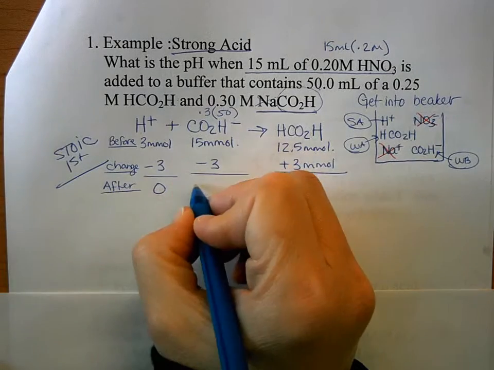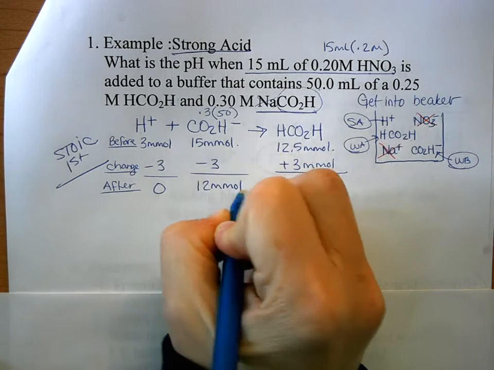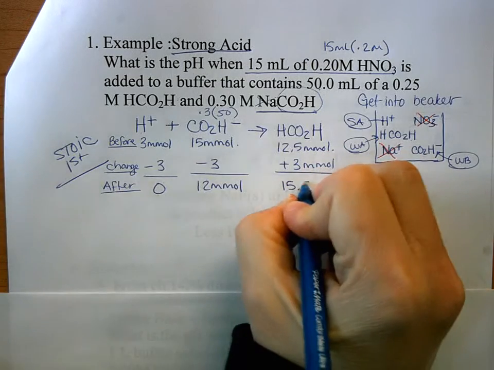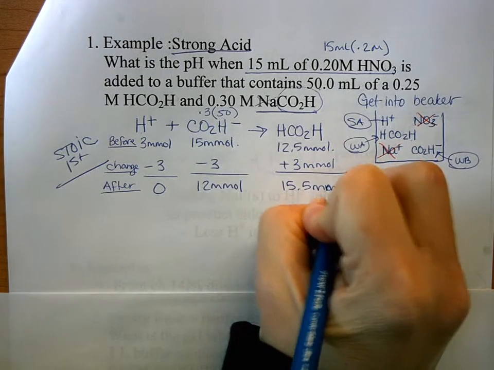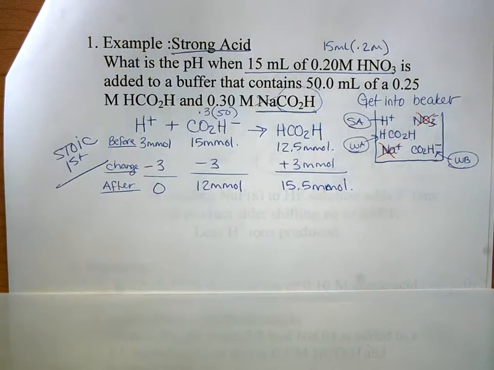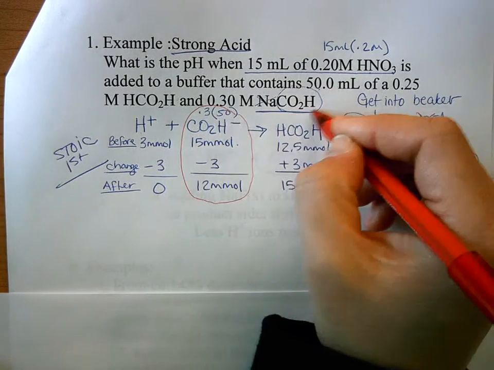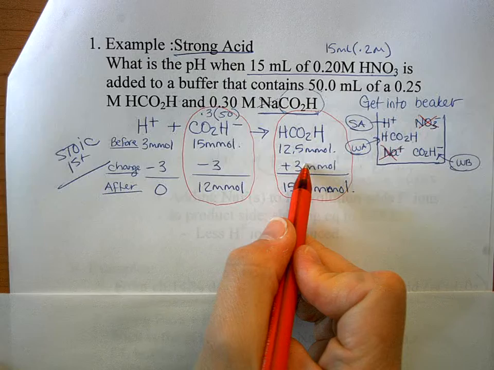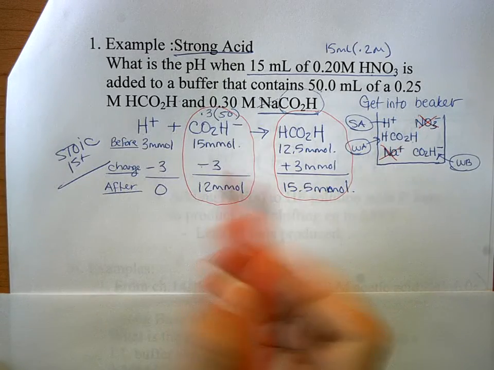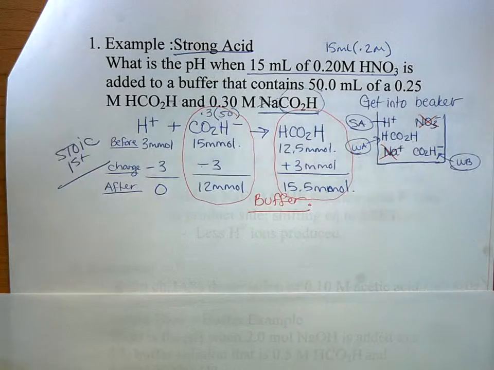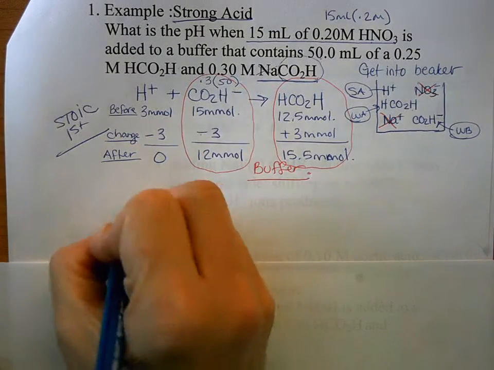And 15 minus 3, I've got 12 millimoles right here. 12.5 plus 3, I've got 15.5 millimoles right there. So in order to determine if it's a buffer or not, I need to look at what I have. I've got a weak acid, I've got significant amounts of its conjugate base, so I can tell that this is a buffer.